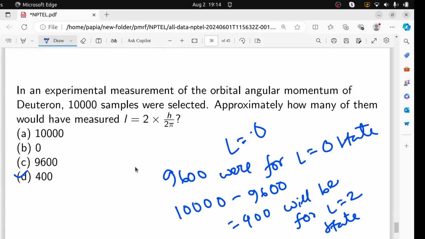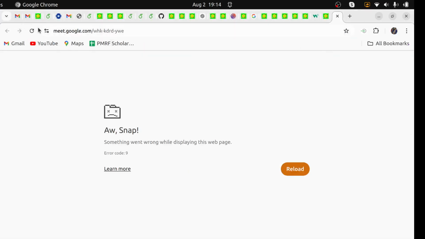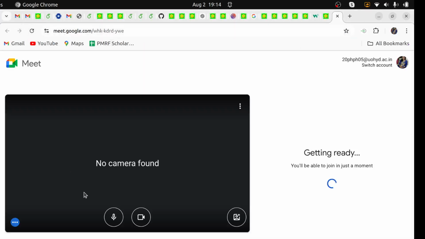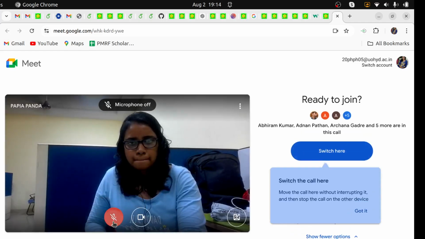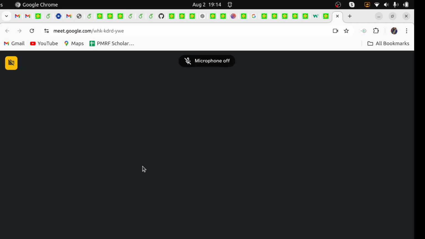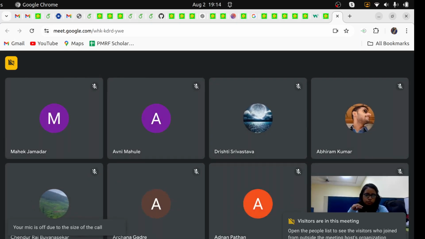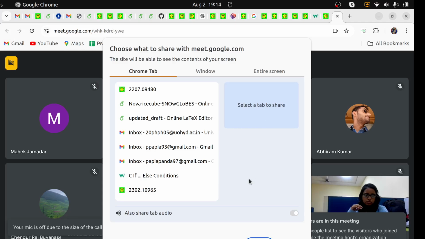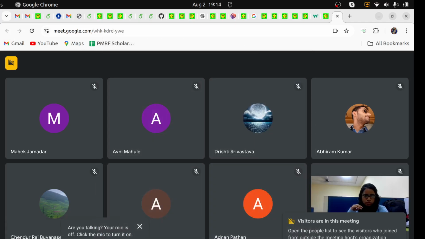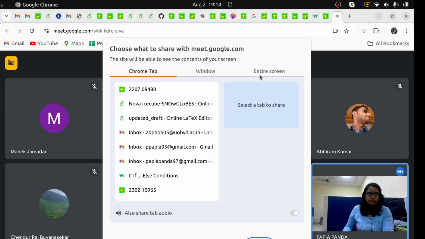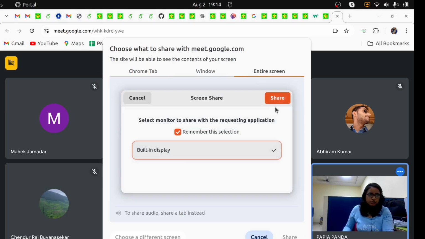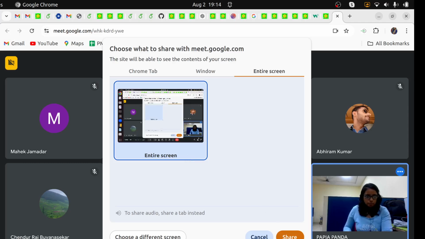So maybe this question you also understand, this is very simple. What is happening here? I don't know why it is getting disconnected quickly.